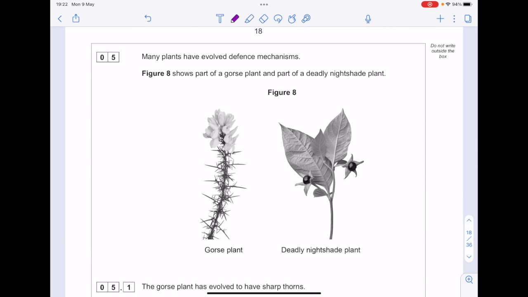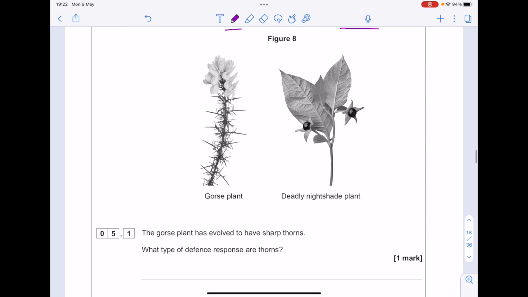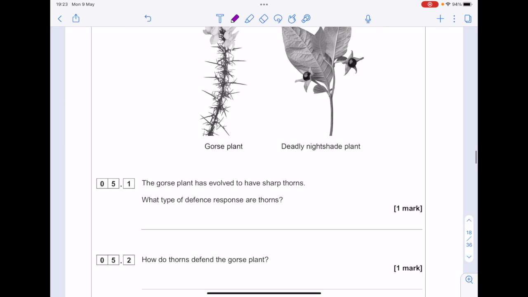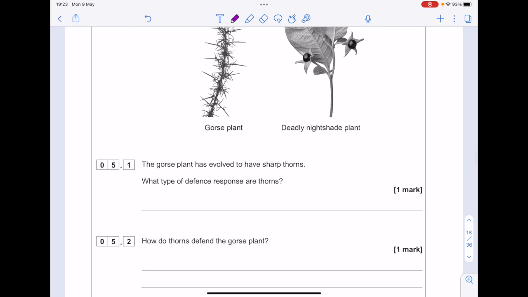Many plants have evolved defense mechanisms. Figure 8 shows part of a gorse plant and part of a deadly nightshade plant. The gorse plant has evolved to have sharp thorns. What type of defense response are represented by the thorns? That's a mechanical type of defense. You could have also written physical or structural here.